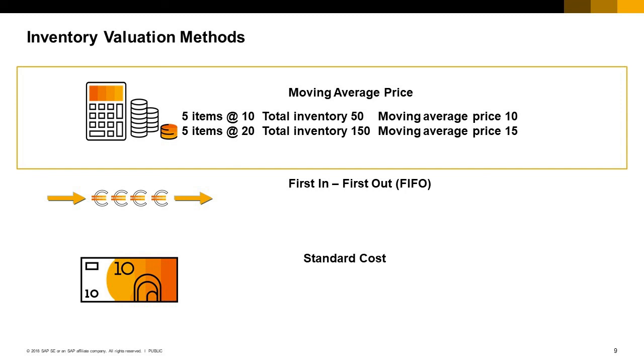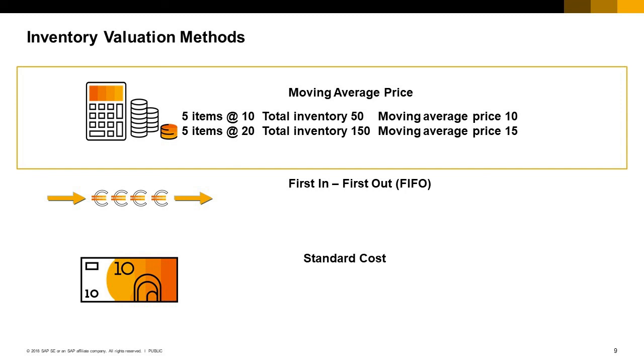Then you spend 100 to buy another 5 items at a price of 20 each. Total inventory value is now worth 150 and you have a quantity of 10 in stock. Therefore, the total value of the goods divided by the quantity in stock gives us a moving average price of 15. The moving average price is used as the item cost when this item is sold or otherwise issued from the warehouse.